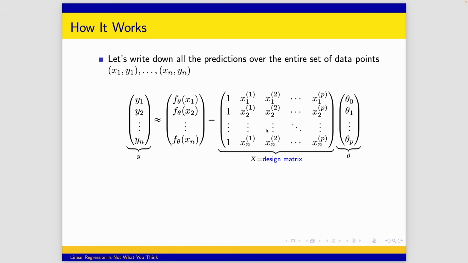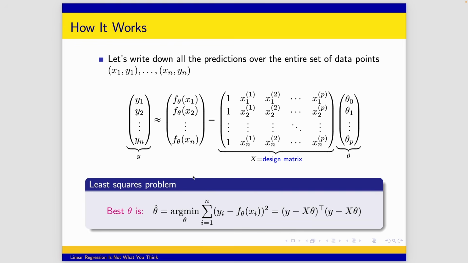Now, this matrix here we call a design matrix, and I will give it the symbol X, and theta is the vector of these coefficients, and y is the vector of our targets in our data set. So the least squares problem can be posed like this. The best theta, let's call it theta hat, is given by minimizing the total square error. So the differences between each of these yi's and f theta of xi's squared and then summed over all of the data points. Now we can write this sum of square errors as this vector y minus X times theta, design matrix times theta, dot product with itself.